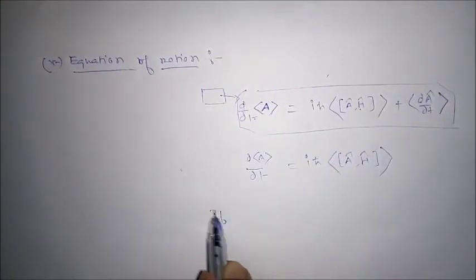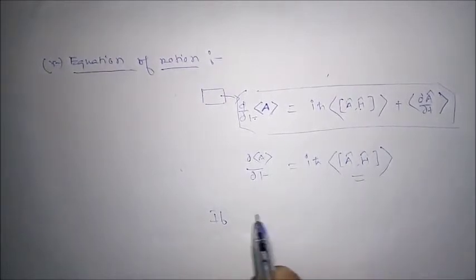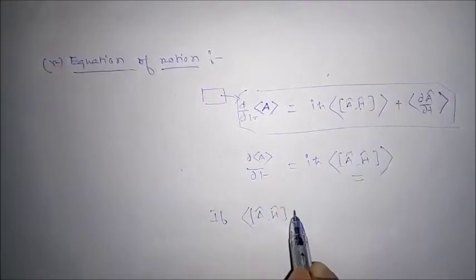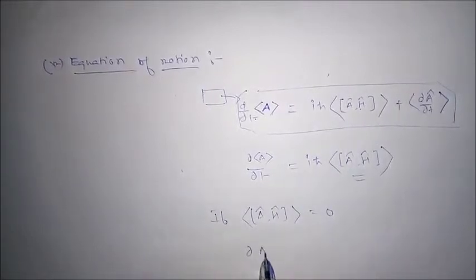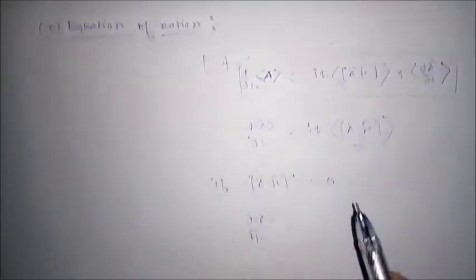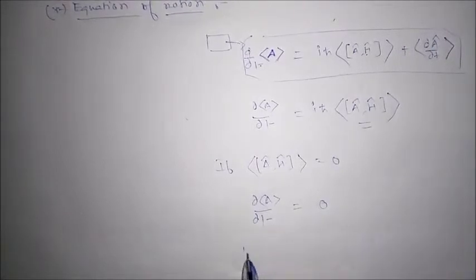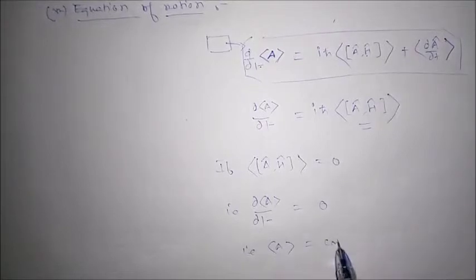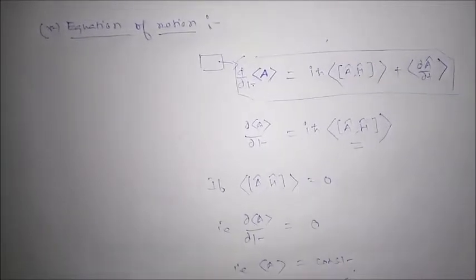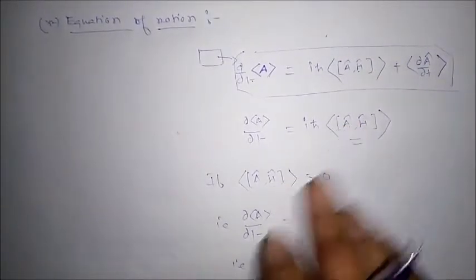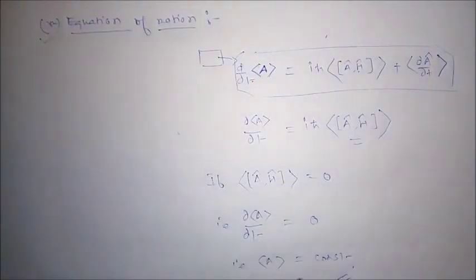If this term is equal to 0, then dA/dt equals 0, that is, the average value is a constant. This is the equation of motion. Questions ask from this equation of motion directly. It always asks when the quantity is constant.